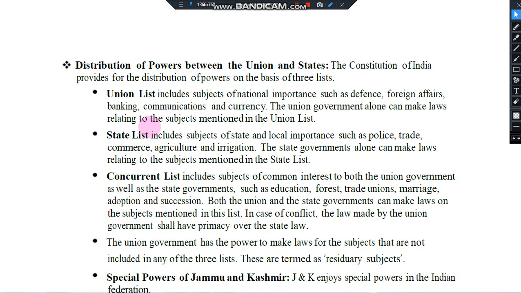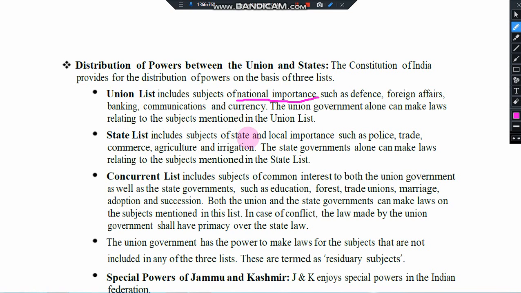So what comes in union list? Union list includes subjects of national importance. This is important. In union list, national importance subjects such as defense, foreign affairs, banking, communication and currency. The union government alone can make laws relating to the subjects mentioned in the list. Means the union central government need not ask someone to take the decision.